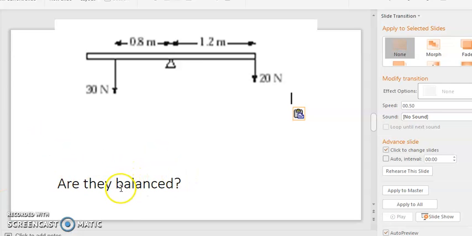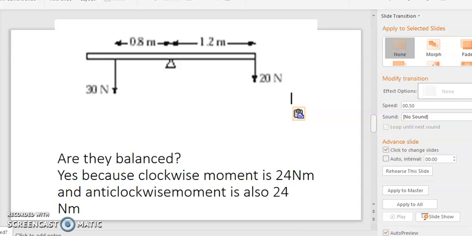So how do you find whether they are in equilibrium or not? The clockwise moments must equal the anti-clockwise moments. From the calculation just now, 1.2 times 20 N gives you 24 Newton meters, and the anti-clockwise moment, 0.8 times 30 N, also gives you 24 Newton meters. So yes, they are balanced, because the clockwise moment is 24 Newton meters and the anti-clockwise moment is also 24 Newton meters. This is how you calculate the moment of force and see whether they are balanced and at a point of equilibrium.